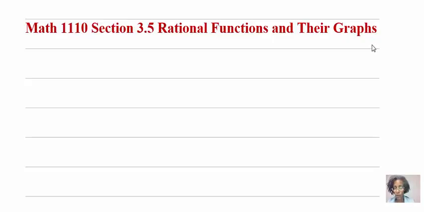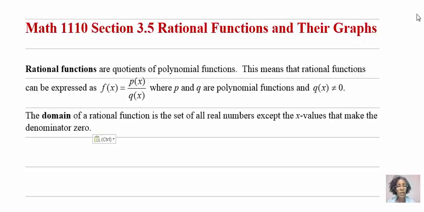Let's take a look at section 3.5 where we look at rational functions and their graphs. First, let's look at the definition of a rational function. Rational functions are quotients of polynomial functions. This means that rational functions can be expressed as f of x equals p of x over q of x, where p and q are polynomial functions and q of x is not zero.